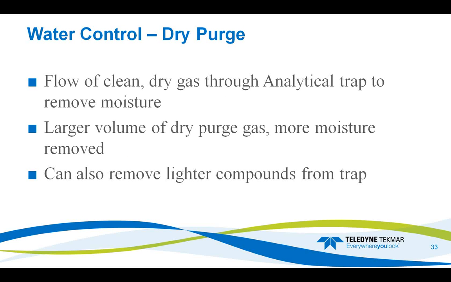Okay, the final way that we can also control water is through our dry purge, and this is a flow of clean, dry gas through our analytical trap just prior to desorb to remove moisture. So the larger volume of dry purge gas we put through, so the higher flow rate, or the longer that we dry purge for, or by increasing both, we're going to remove more moisture. The trade-off here is that if we go too long in our dry purge, or if we use too much gas during dry purge, we can start to remove some of our lighter target compounds, which we obviously do not want to do.